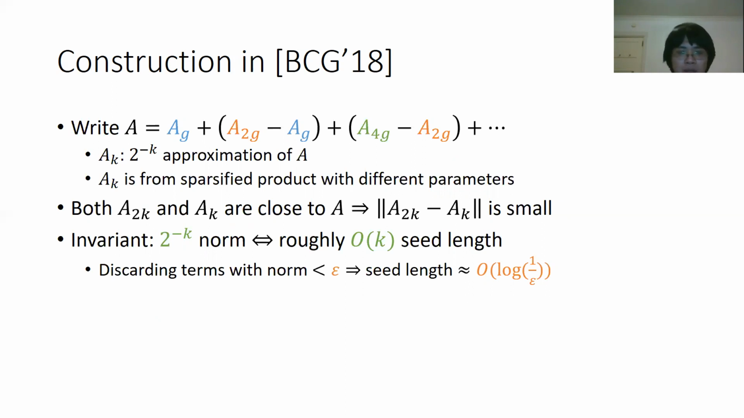Although their idea is pretty clean, this idea has a bottom-up nature, such that every time we apply a sparsified product, we need to do this telescoping sum trick. So there will be many small terms, which make the setting of parameters sort of complicated. And there are also some special case treatments required in their original construction.